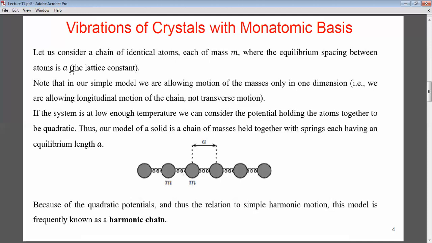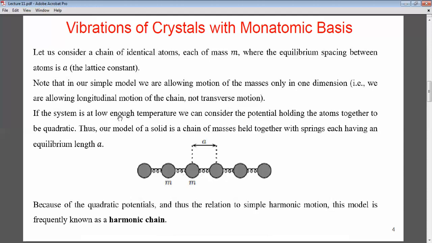However, this is not always the case. There will be deviation from A, sometimes less than A, sometimes more than A, because here we will consider that they are connected like springs, and there will be slight oscillation of each mass. So in our simple model, we are allowing motion of the masses only in one dimension. We will not assume that there is also motion upward and downward. We will only talk about the longitudinal motion of the chain. We are not going to consider the transverse motion, which is perpendicular to the propagation.